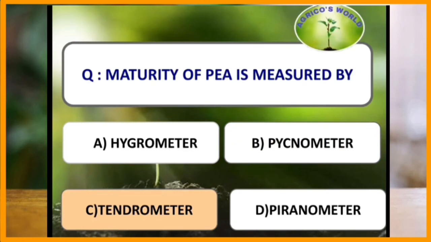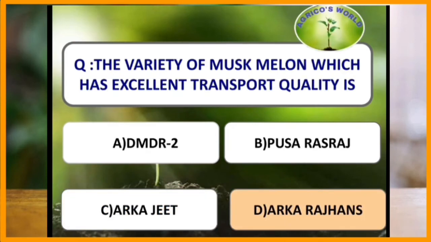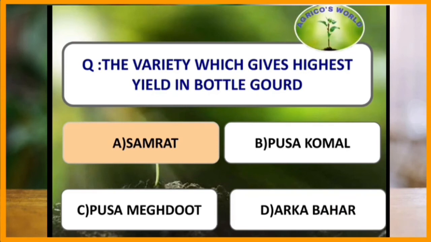Maturity of pea is measured by which of the following instrument? The maturity of the pea is measured by tenderometer. The variety of muskmelon which has excellent transport quality is Arka Rajhans. Arka Rajhans variety of muskmelon has excellent transport quality, and DMDR2, Pusa Rasraj, Arka Jeet, all of these are the varieties of muskmelon. Which variety of bottle gourd gives the highest yield?